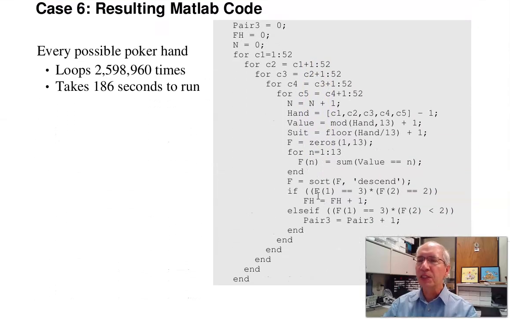So this is the resulting code. I'm going to go through every hand, and for that hand, calculate the values, the suits, calculate the frequencies, sort in descending order, and check. Is it a full house? Is it 3 of a kind? And then close up all the 4 loops.